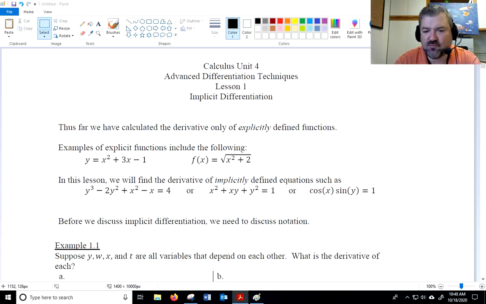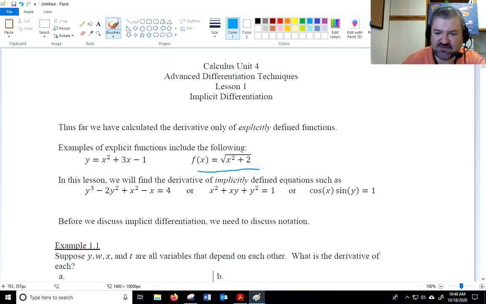So thus far, we've calculated the derivative only of what we would call explicitly defined functions. F of x equals, y equals, things like that. So just for reference, I've included a couple examples of explicitly defined functions, and hopefully, upon looking at this, it's something you think you'd be able to take the derivative of pretty easily.